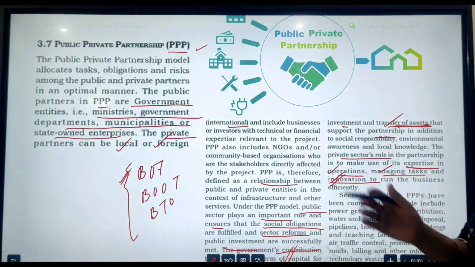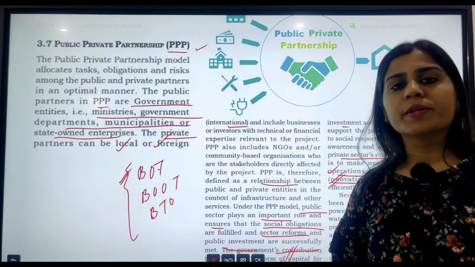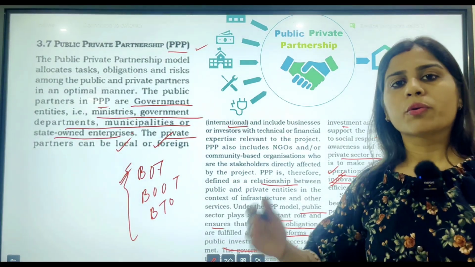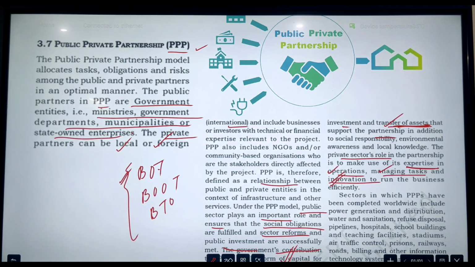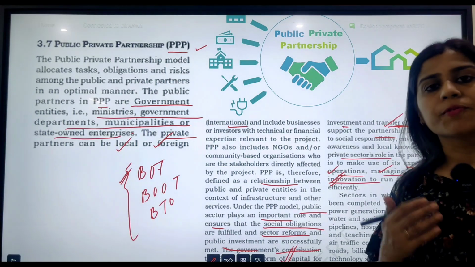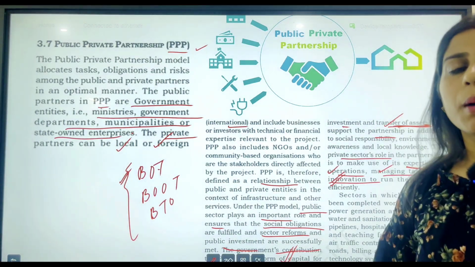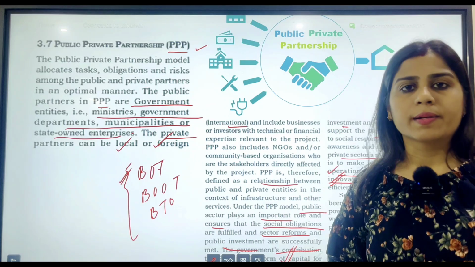The classic example of this form can be DMRC, students. Just remember, Delhi Metro Rail Corporation is a classic example, where the public sector and private sector have joined hands to provide an extensive public transport system to the Delhiites.